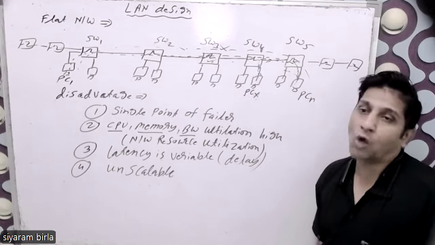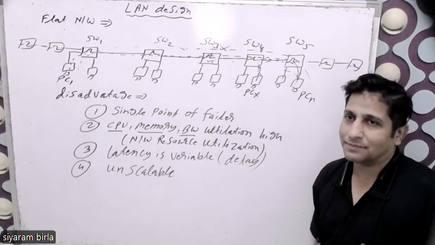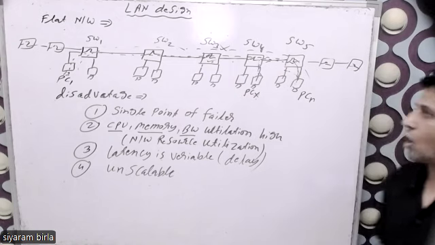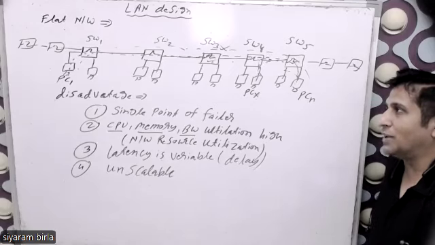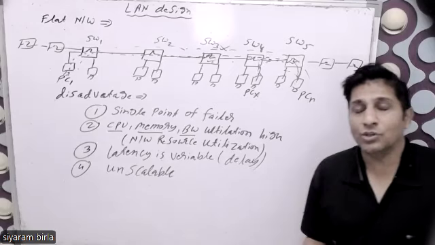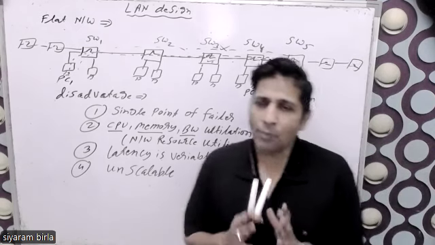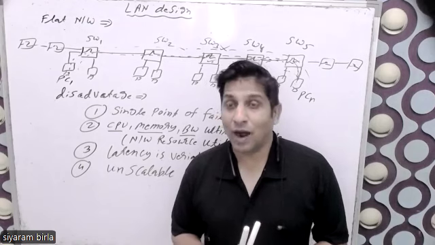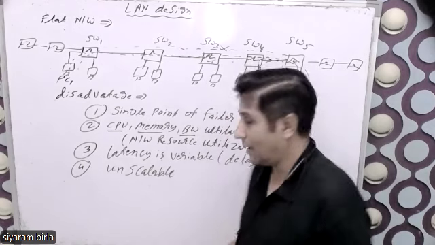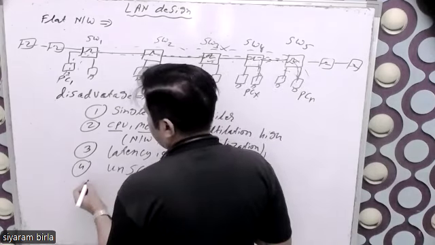So how do I solve this problem? Before solving this problem, I need to understand how many types of traffic flow there are. We need to understand the traffic flow.